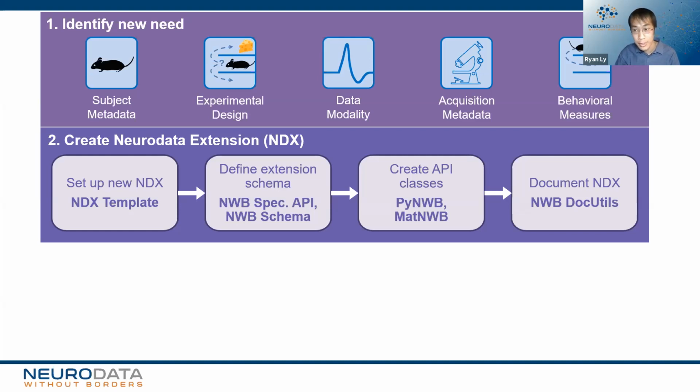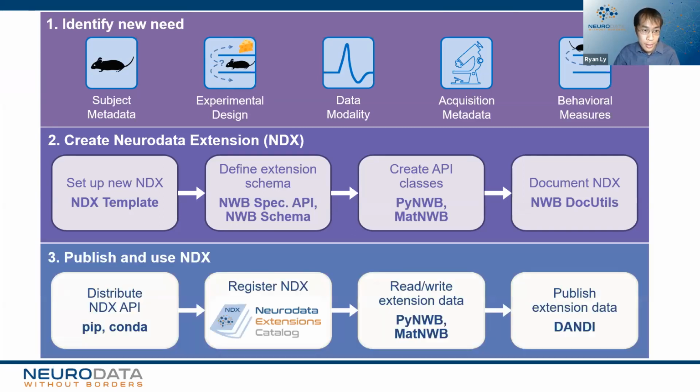Once all of that's done, you have an extension that you can use for storing your data in NWB, which is great. But this extension is only known and accessible to you. It would be great to share this with the broader community. The next step you can take is then to distribute your neurodata extension to the broader community by publishing it on popular package managers such as pip and conda, registering it in the Neurodata Extensions catalog. And by doing so, you make it openly available to everyone and well documented.